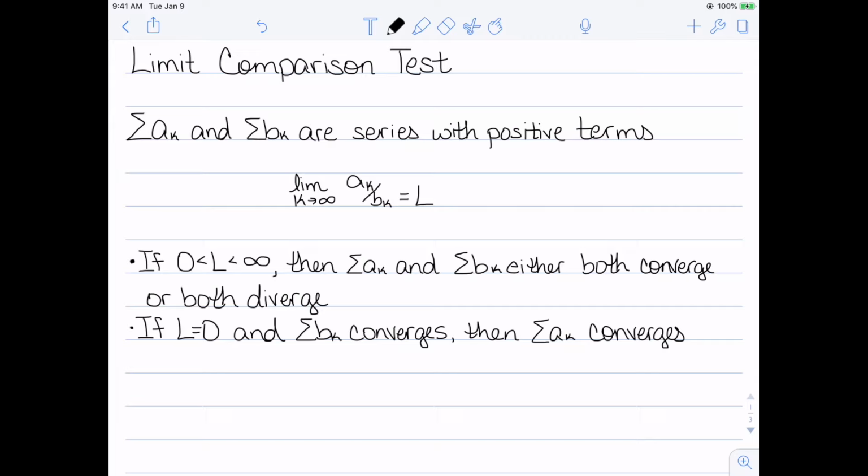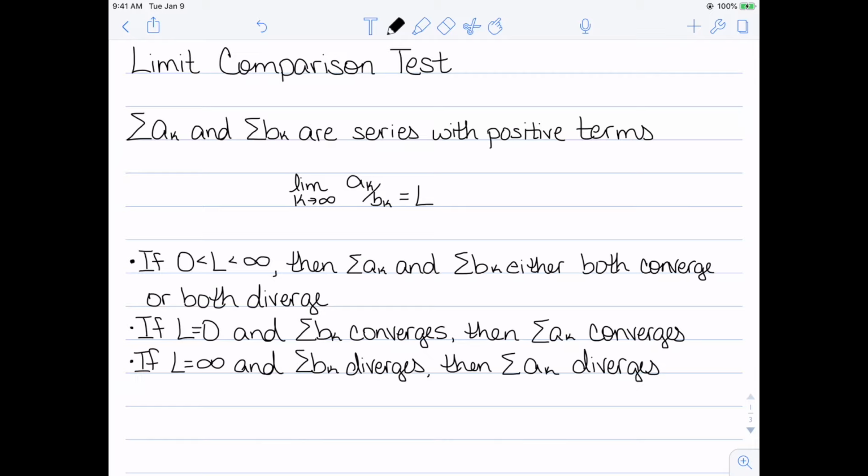The second case, if L is equal to 0 and I know my comparison series converges, then the original series also converges. And then the third case, if this limit is equal to infinity and my comparison series diverges, then my original series must also diverge. So you'll notice if this limit is 0 and the comparison series diverges, I won't be able to say anything. And if the limit's infinite and the comparison series converges, I won't be able to say anything. So there are cases where this might not work. But let's look at some examples.